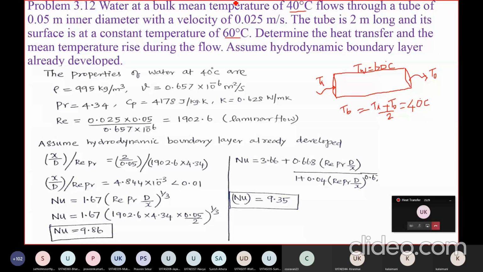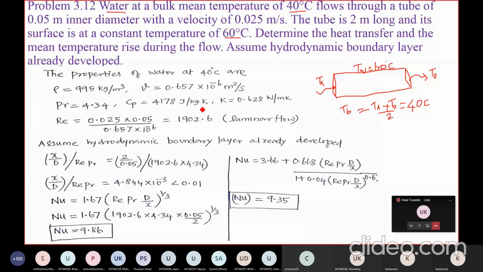Here the fluid is water. Therefore, for the properties of water at 40 degrees Celsius, you can refer to the data book. We find the following properties. Density of water at 40 degrees Celsius is rho equal to 995 kg per meter cube. Kinematic viscosity is 0.657 into 10 power minus 6 meter square per second. Prandtl number is 4.34. Specific heat Cp is equal to 4178 joule per kg Kelvin. Thermal conductivity k is equal to 0.628 watt per meter Kelvin.